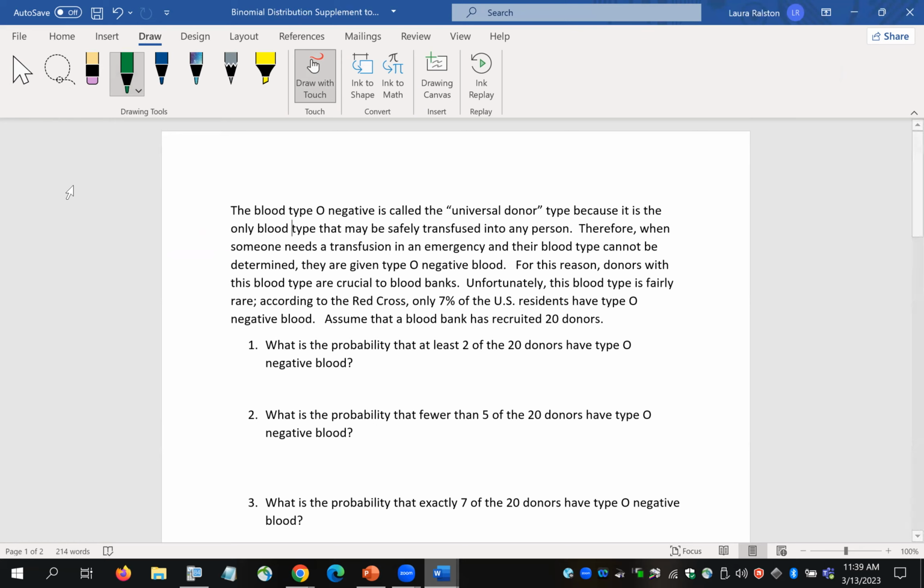As I'm reading through and thinking it through, I know it's specifically binomial because that's what you ask for. But again, think about it. We have a fixed number of trials, because that last sentence tells us that they're going to recruit 20 donors.